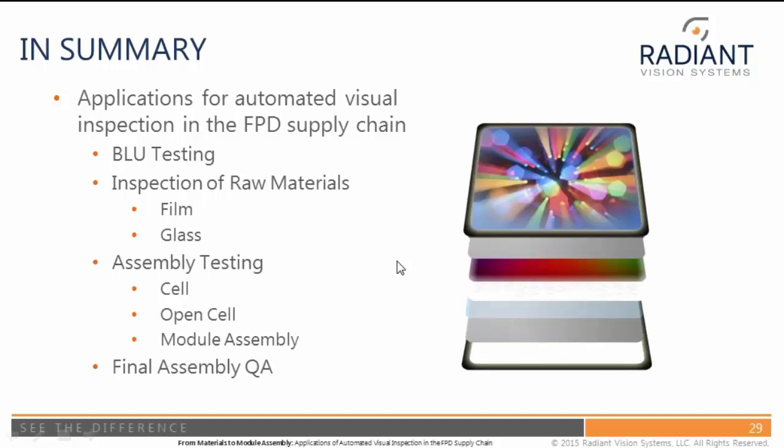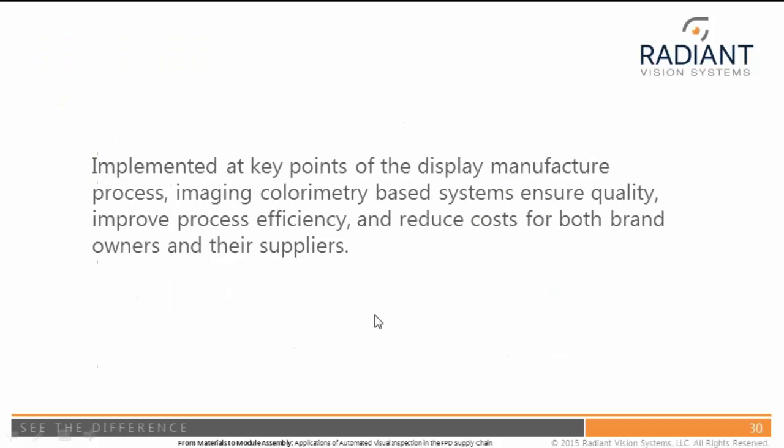So in summary, we talked about various applications for automated visual inspection in the flat panel display supply chain. Backlight unit testing is a very good and straightforward example of how this testing can be done. Raw materials can be inspected. The various points of the assembly can be inspected both on an incoming and outgoing basis, and then final assembly quality assurance can be done, all with automated visual inspection.